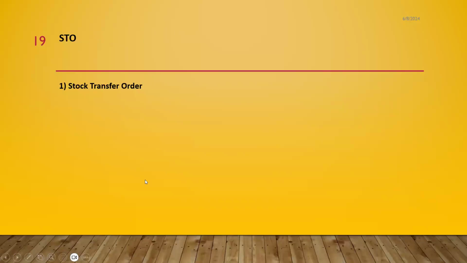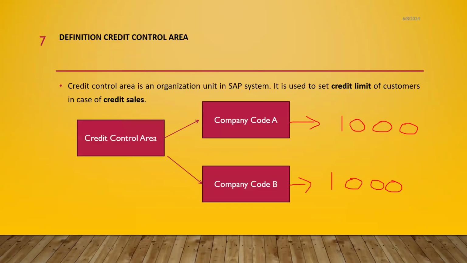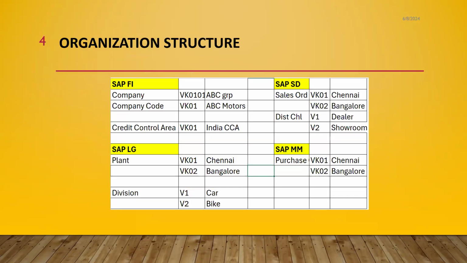Stock transfer is the transfer of material from one plant to another. That is stock transfer. One storage location to another storage location, that is also stock transfer. Check that. So all this we have done for material management. We have done the implementation.